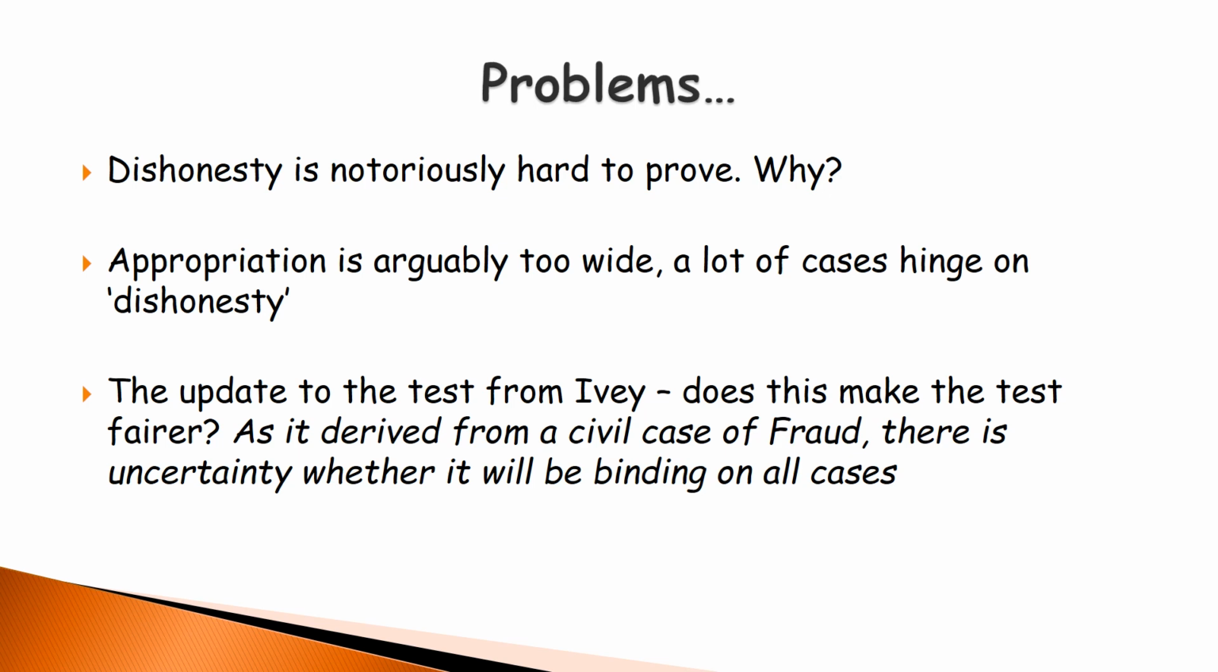And as we'll see, when we look at the actus reus elements, they are very wide, easier to prove, if you like, almost intentionally, certainly through case law. So actually a lot of cases did hinge on whether dishonesty could be made out or not, which again resulted in fewer convictions. But of course the update with Ivey, you could say, makes the test fairer, but since it derives from a civil matter, there is some uncertainty on the effect on future cases. I mean, it's been decided in the Supreme Court, so we could argue it is going to be binding.